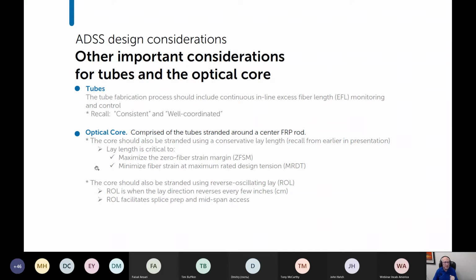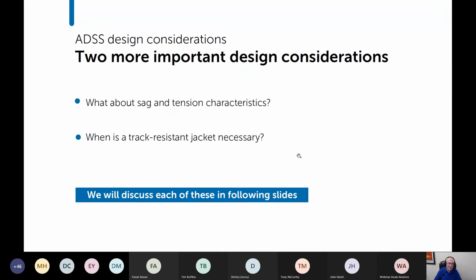The core itself should also be stranded using reverse oscillating lay, and that's when the lay direction goes clockwise for a few inches and then goes back to counterclockwise and then transitions back again to clockwise and so forth and so on. And that does facilitate splice prep and midspan access. So see, I don't really hate the splice tech. When it's appropriate, when it's not an issue of reliability, I'm willing to try to make their life a little bit easier. Only when reliability is an issue do I get prickly.